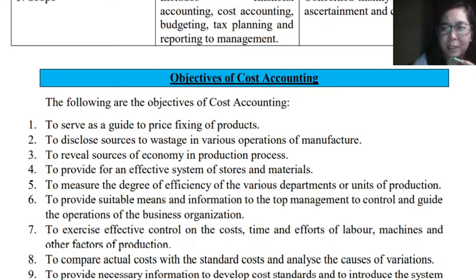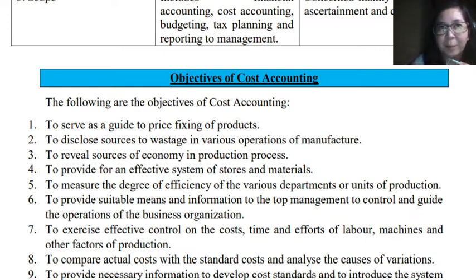Another objective of cost accounting is to disclose the resources lost to wastage in various operations of manufacture. In this case, as in producing a product, since you are accumulating the cost that was incurred, you will know if a certain activity that took place or that was applied is necessary or not.